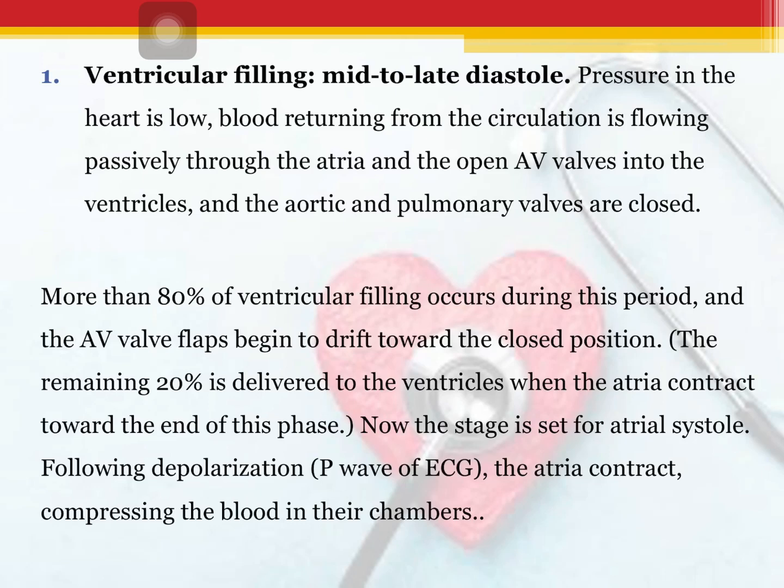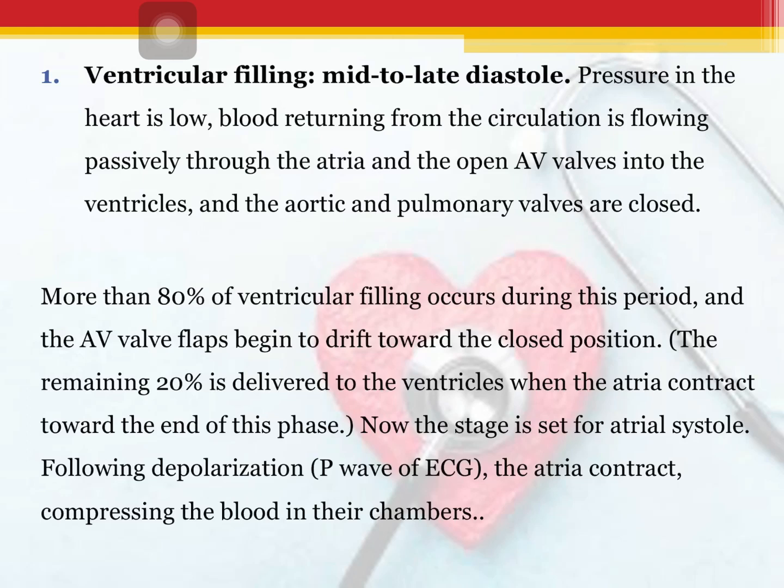So ventricular filling is mid to late diastole. Pressure in the heart is low during ventricular filling. The blood returning from the circulation flows passively through the atria and the open AV valves into the ventricle. So why is there low pressure when there are open AV valves? Because, due to the pull of gravity, the blood rushes from the atrium to the ventricles, and the aortic and pulmonary valves are closed.